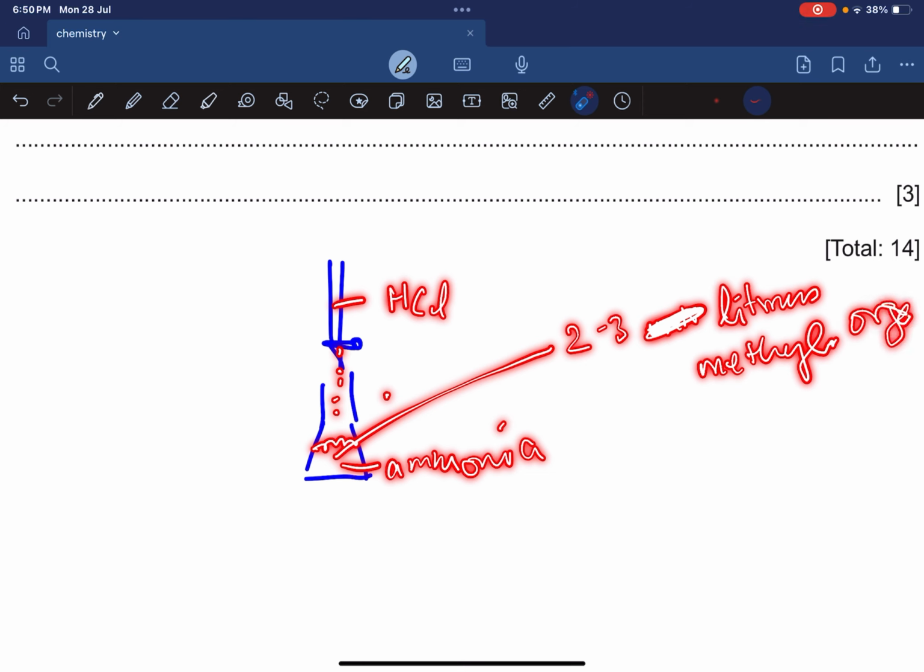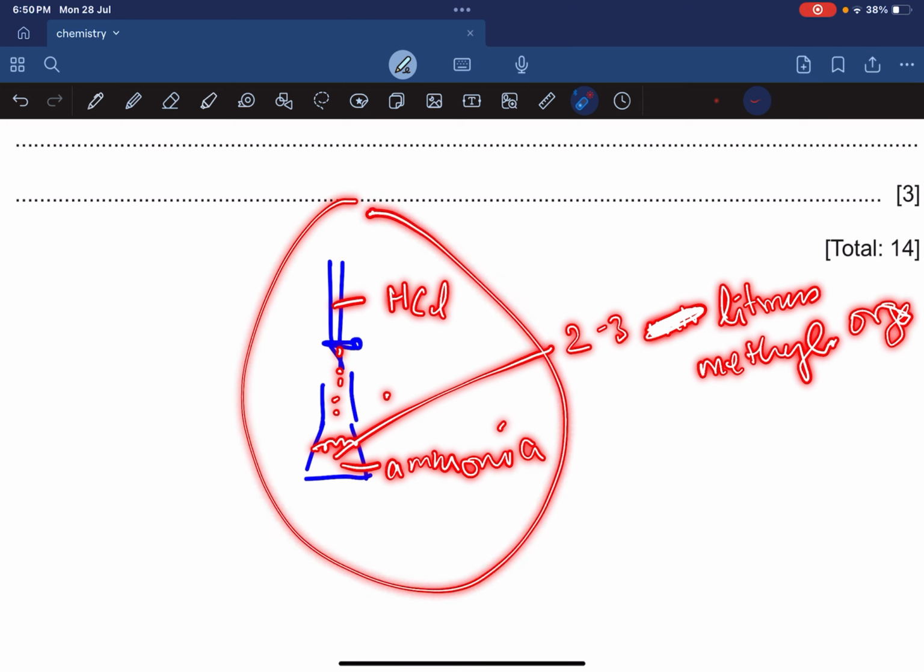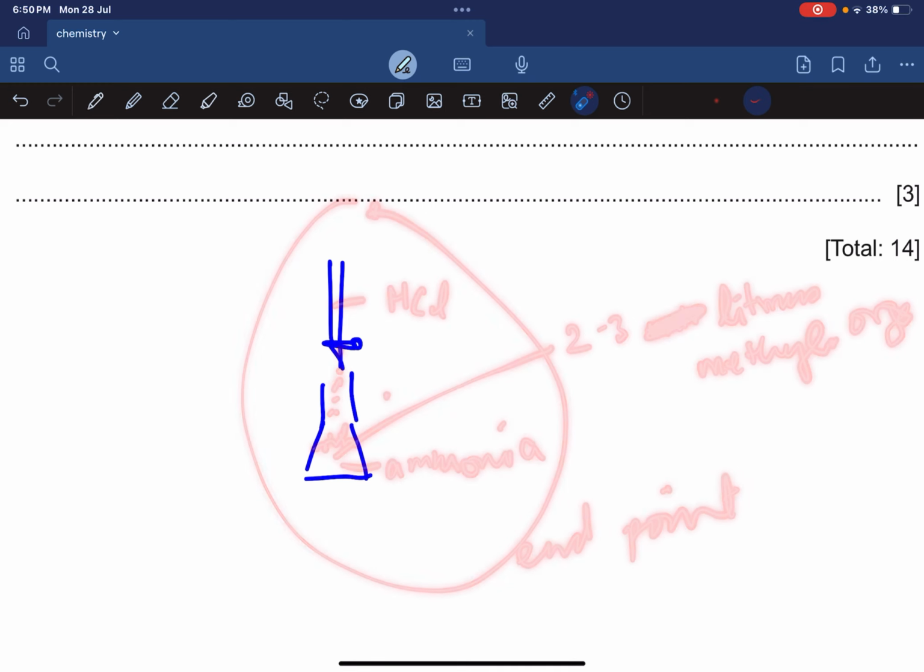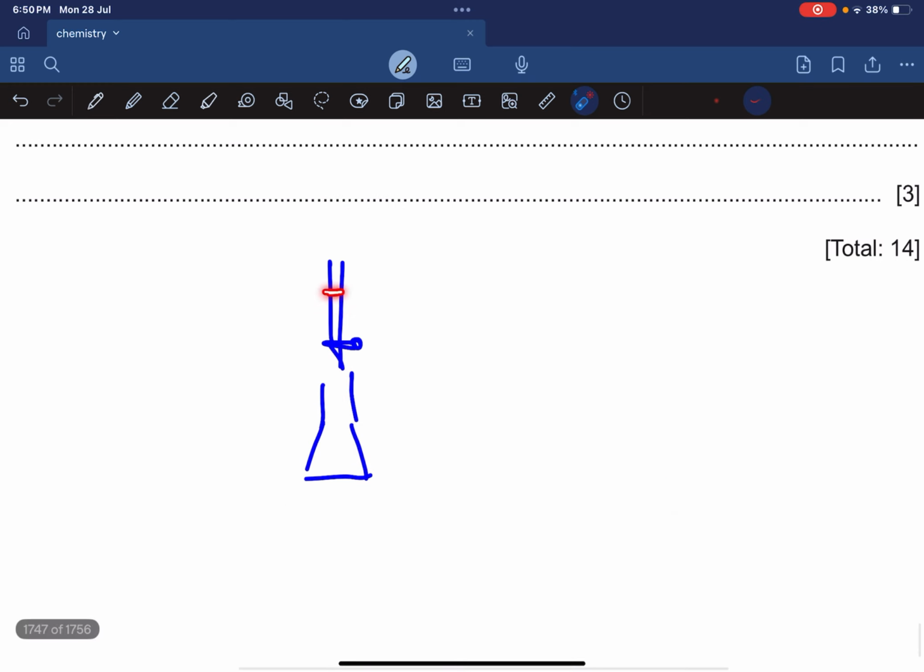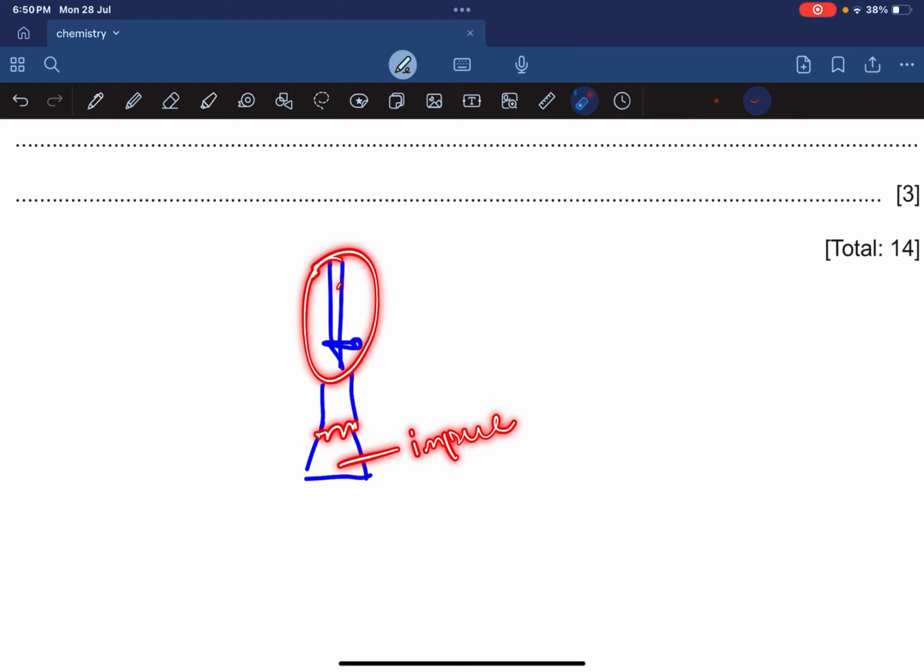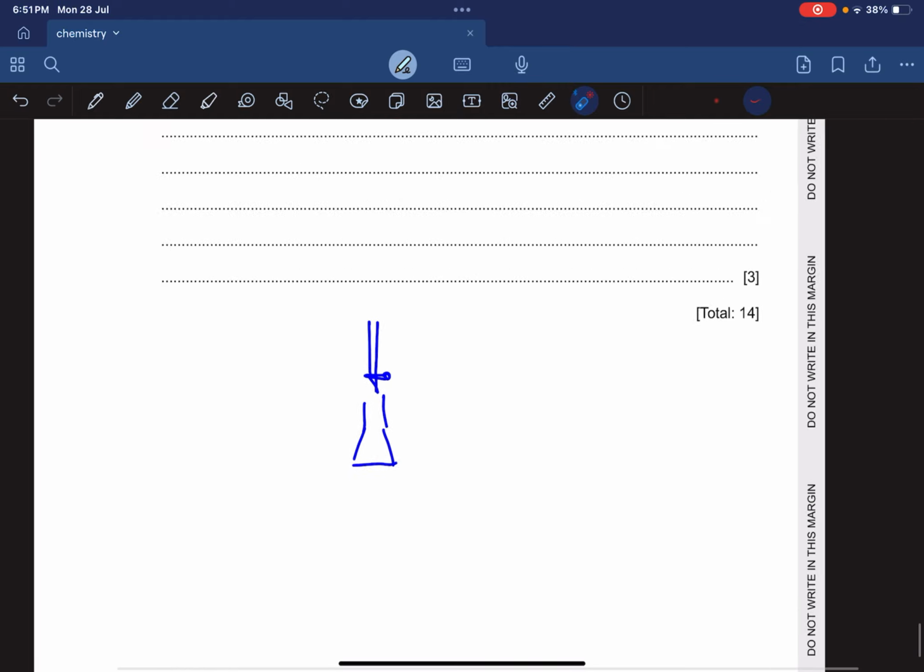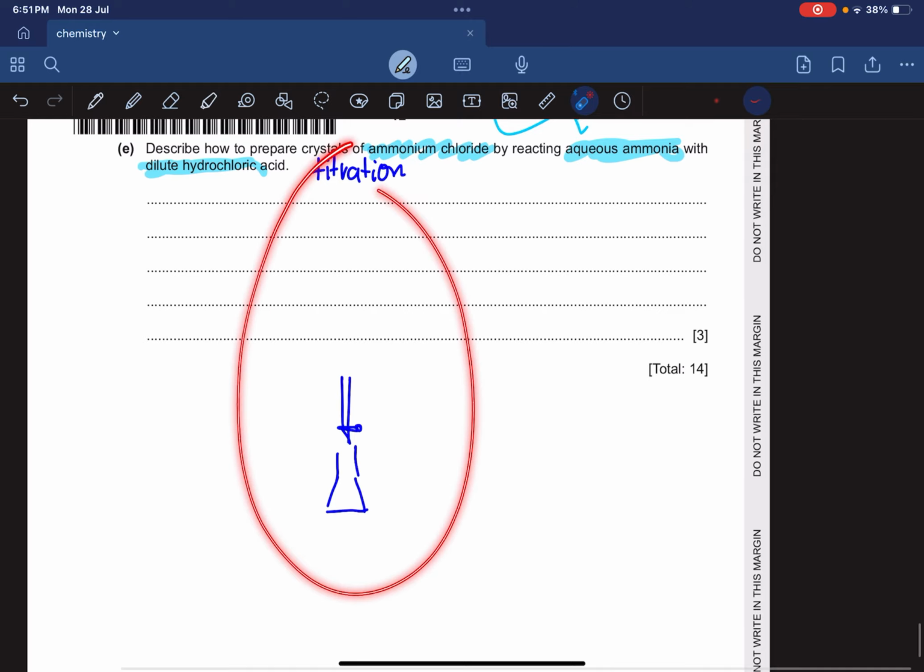When you've added the indicator, you add HCl drop by drop until the indicator changes color. That is your end point, and when you reach the end point, it's time to stop. You stop your titration, you note the volume of your HCl, and now you repeat the titration without the indicator, because the indicator makes your salt impure. Then you're going to get a pure salt. You crystallize it then, to get a pure dry sample.